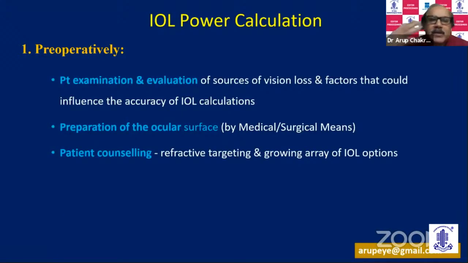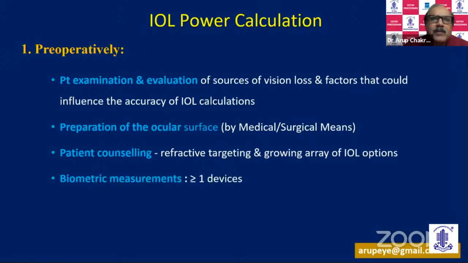Patient counseling, as always, is a very important aspect, because it's not always that patients look for the emmetropic target. Some of us believe in monovision, and then the refractive targeting would include a little bit of myopic correction, a myopic target, if you're thinking about some of these premium intraocular lenses, for example, the extended depth of focus lenses.